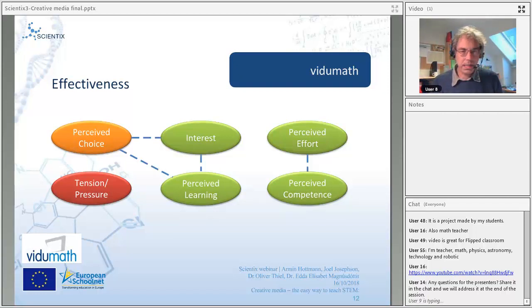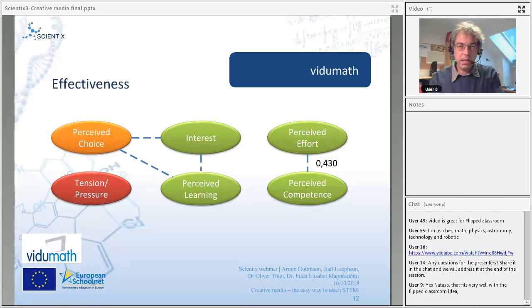But what is interesting is that there are some relations between those variables. Perceived effort and competence are correlated, and we do not know in which direction. If you feel more competent, then you invest more effort in solving the problem, or the other way around. But I think one thing that is very important for us is that the perceived choice is related to the interest and to the perceived learning.